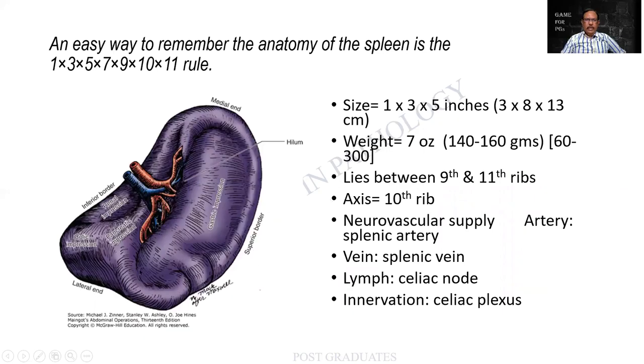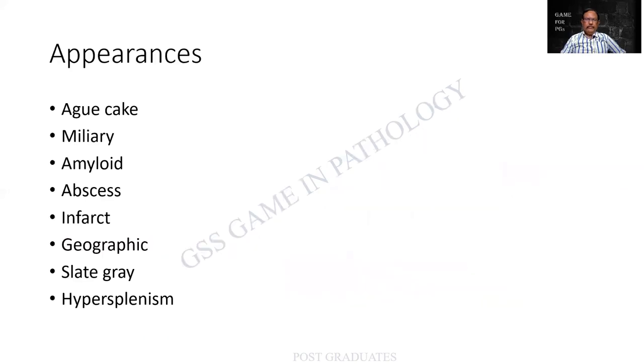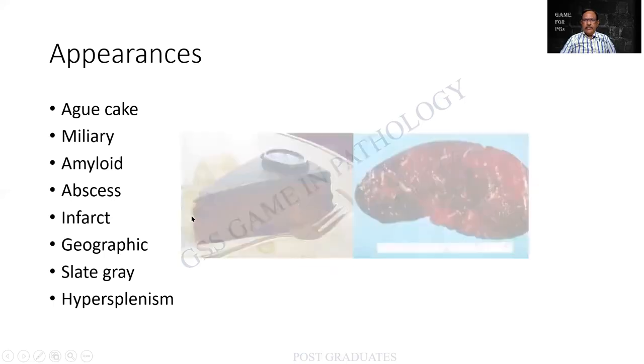An easy way to remember, I had shown you, go by it. And there is a purplish hue that is present. Pathology and appearances go hand in hand. A lot of appearances are there. Mirror image appearance, for example. And when it comes to the spleen, look at these. An agu cake, miliary or millet seed-like, amyloid, abscess, infarct, geographic infarct again, slate grey appearance, hypersplenism. Look at the plethora of pictures that the spleen can present.